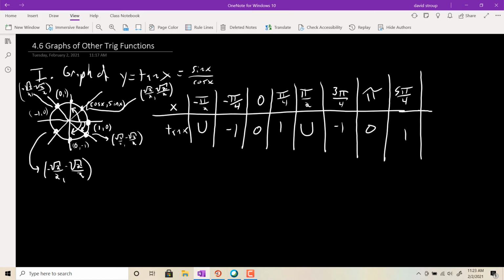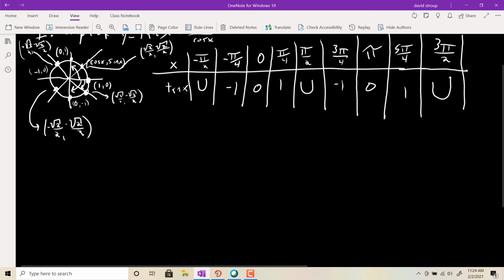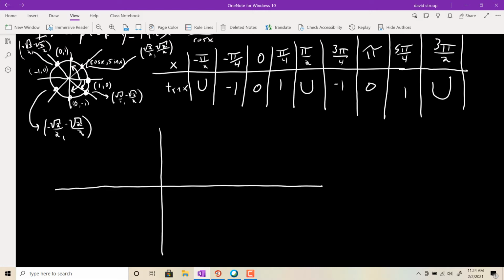And then 6 pi over 4, which is 3 pi over 2, which will have the same value as negative pi over 2 because of the periodicity of the function. This thing just goes back to being undefined. Okay? And that's really the big and the small of it. Let's go ahead and take a look at this thing in the xy plane then. And where do we start? We started at negative pi over 2. And as promised, there's a vertical asymptote right here.